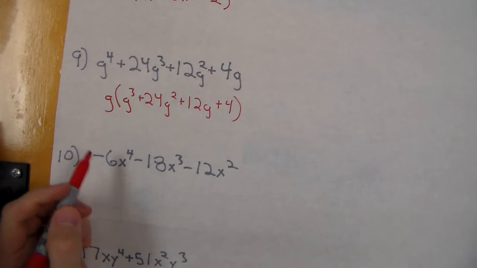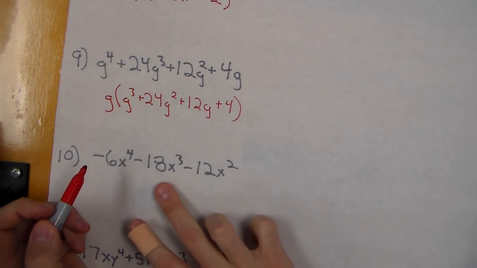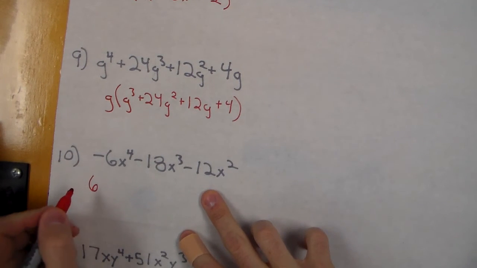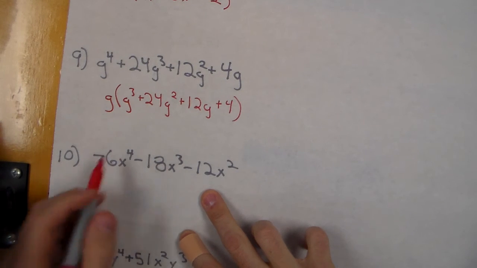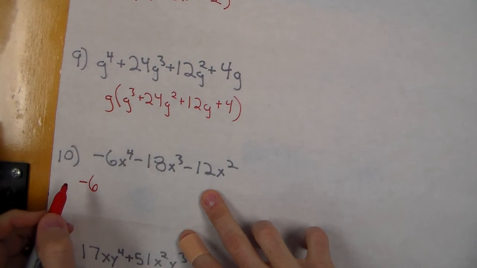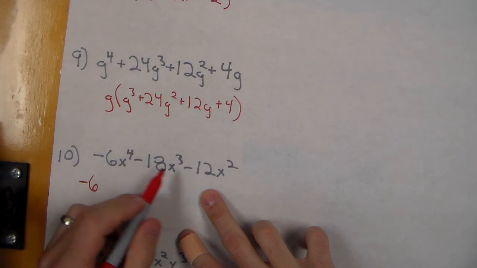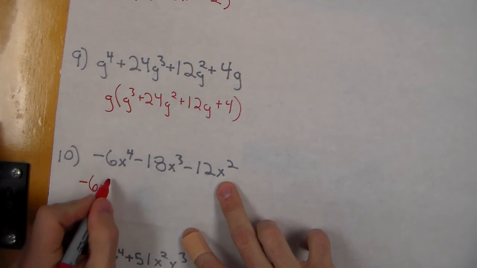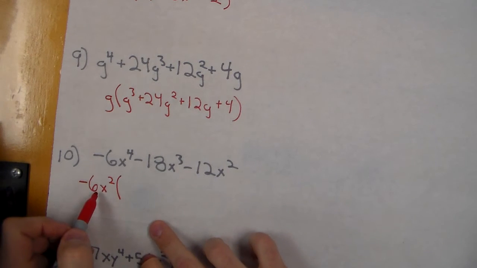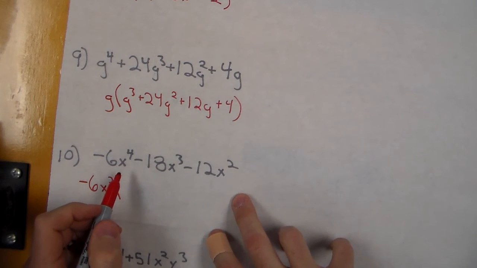Now for number 10, we look and we have a 6, 18, and 12, which means a 6 is in common. But notice how they're all negative. So let's take out a negative 6 from that. And x's, I have a 4th, 3rd, and squared. I'm going to take out 2. So by taking out a negative, I know it's going to change the sign on all of them.